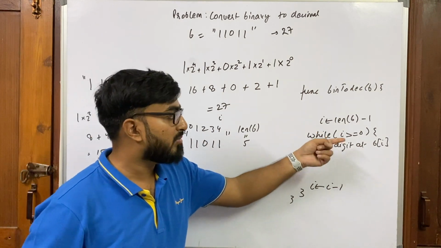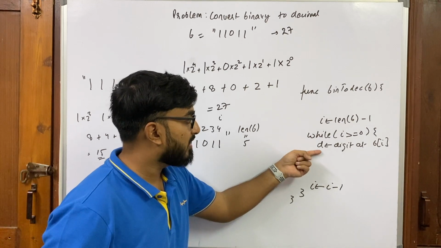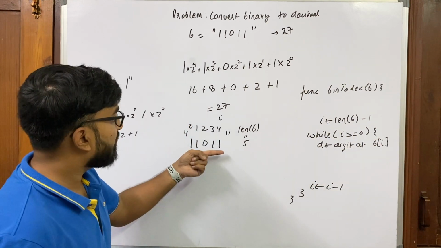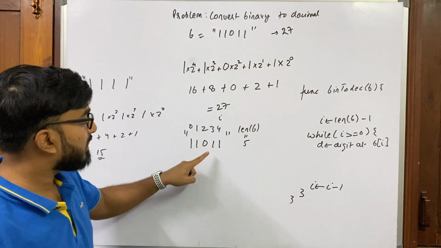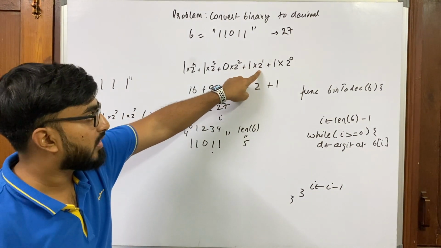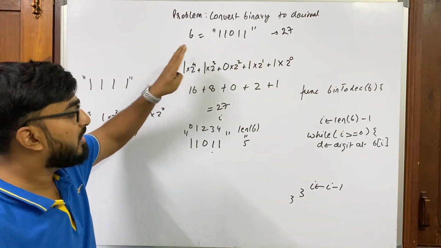Your implementation in the language will take care of this. For me, I need to get d, which is the digit at the ith index in the binary string b. You have to multiply this bit with 2 to the power 0, and the next bit that we get in the next iteration of i, at this index, should be multiplied by 2 to the power 1. So the power is increasing as we are iterating from right to left.